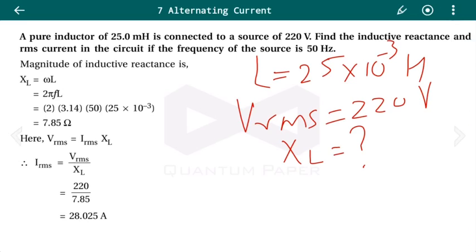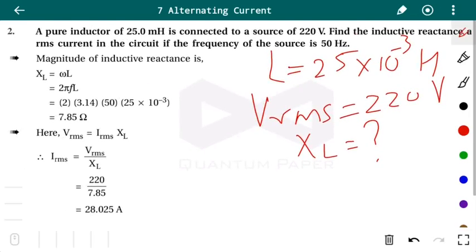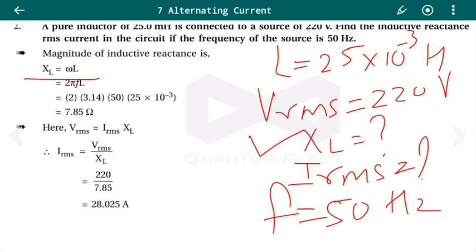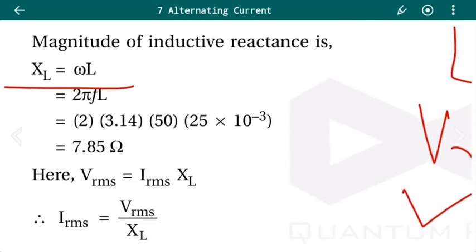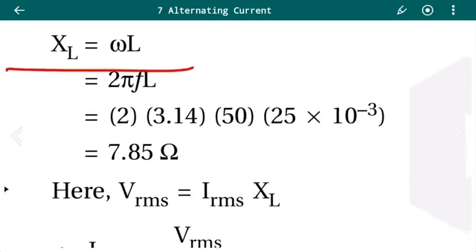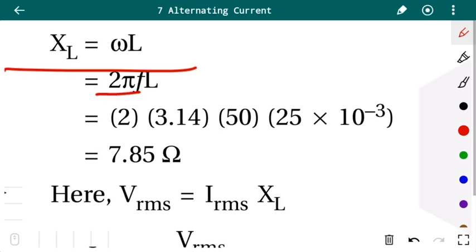and RMS current we need to find, that is IRMS. In the circuit the frequency of the source is 50 Hz, that means f equals 50 Hz. That is also given. First of all, because the circuit is purely inductive, we need to find XL, and we know XL equals omega L. Here we are not given the value of omega, but we are given the value of frequency. So convert that into 2 pi f. So omega equals 2 pi f, into L.